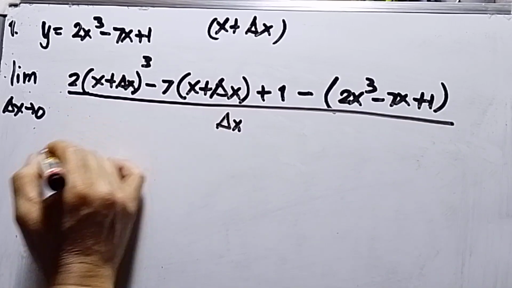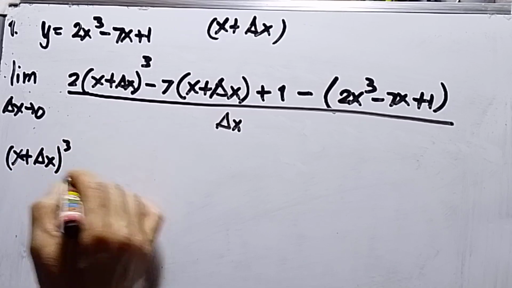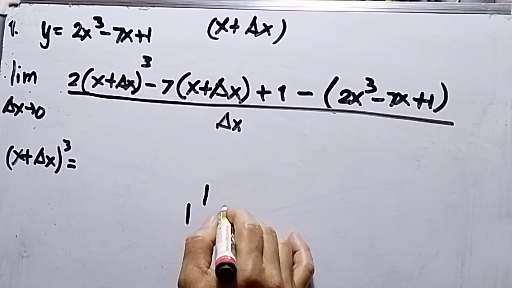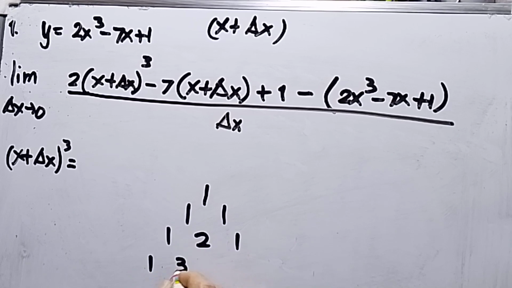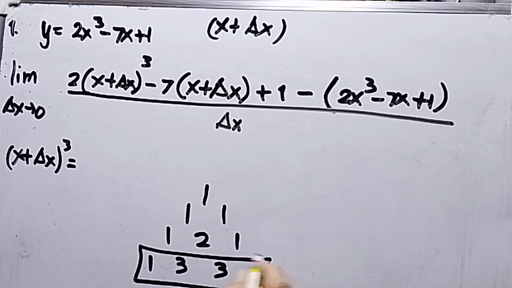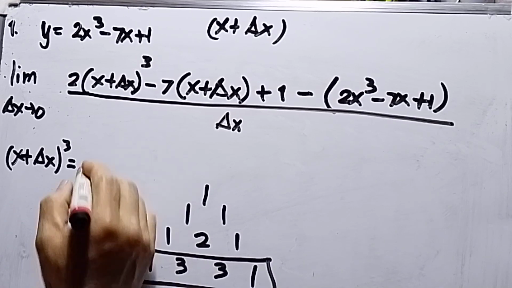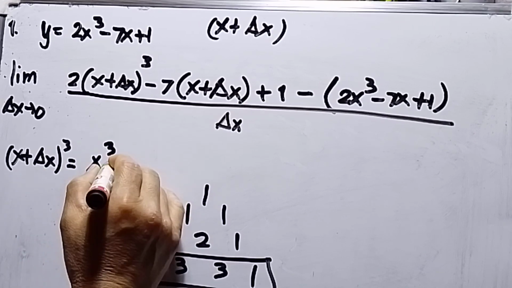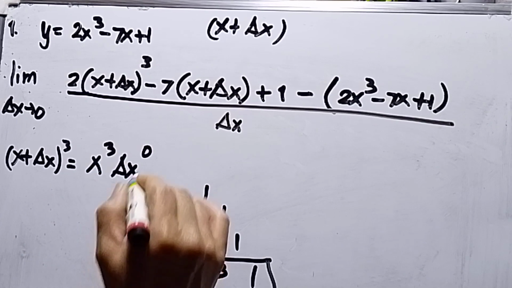Okay, so how to expand (x plus delta x) cubed? There's a simplest way to solve this one, by using Pascal's triangle: 1; 1, 1; 1, 2, 1; 1, 3, 3, 1. So these are the numerical coefficients of the variables. The first is 1, so this will be x cubed, and delta x will be raised to the 0 power. And then plus.